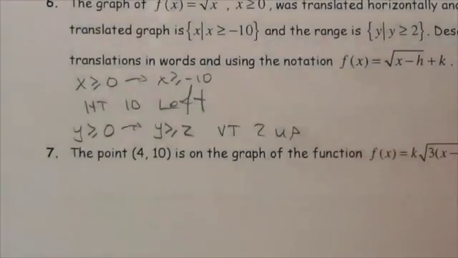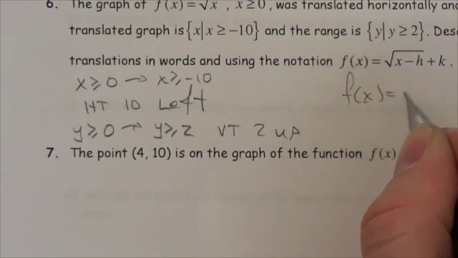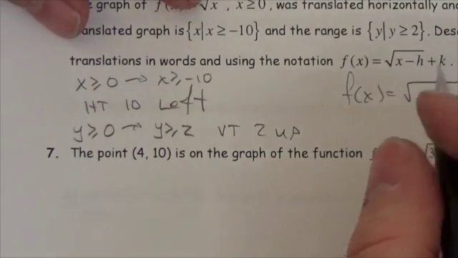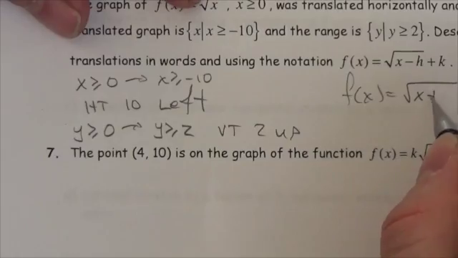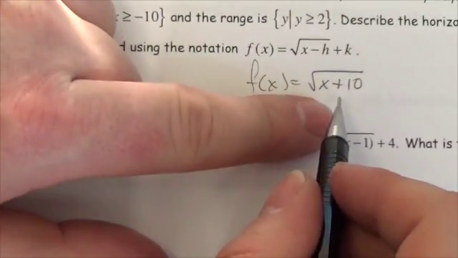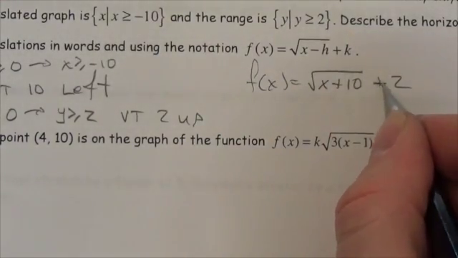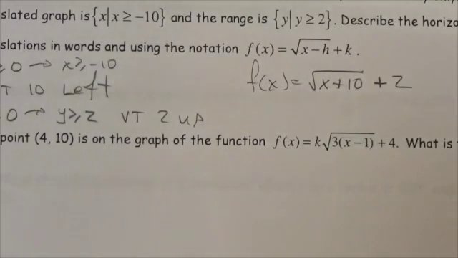Okay, so let's put that into my function here. Think about how that works. f of x is going to equal the square root. I want this thing to go 10 to the left, and that means x plus 10, because now to get x by itself I'd have to subtract 10. And if I want 2 up, I have to add 2 outside here. So there's my new function.